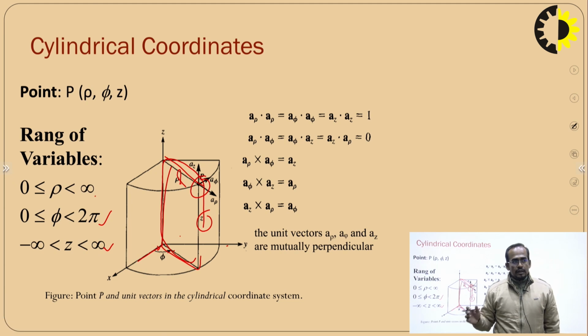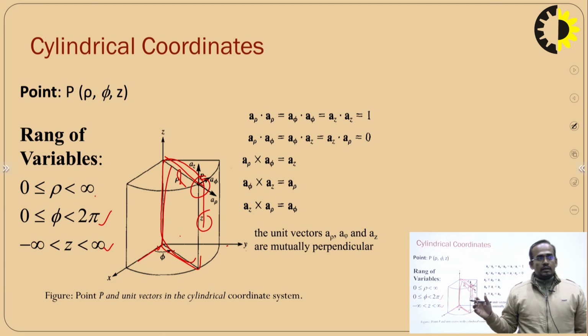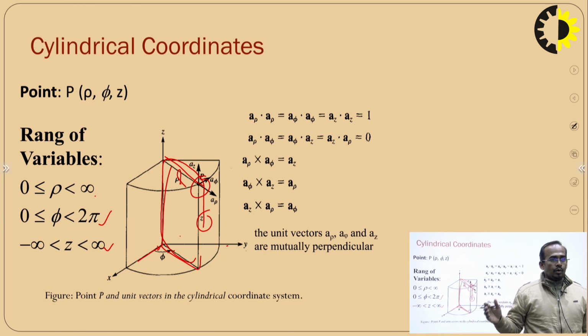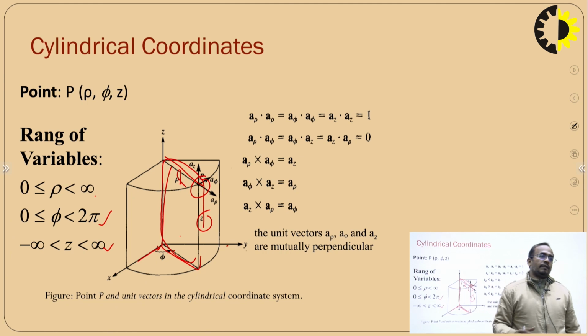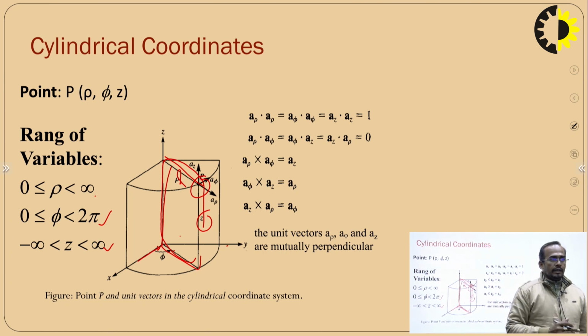So these three variables: rho can vary from 0 to infinity, phi can vary from 0 to 2 pi, and z can vary from minus infinity to plus infinity.